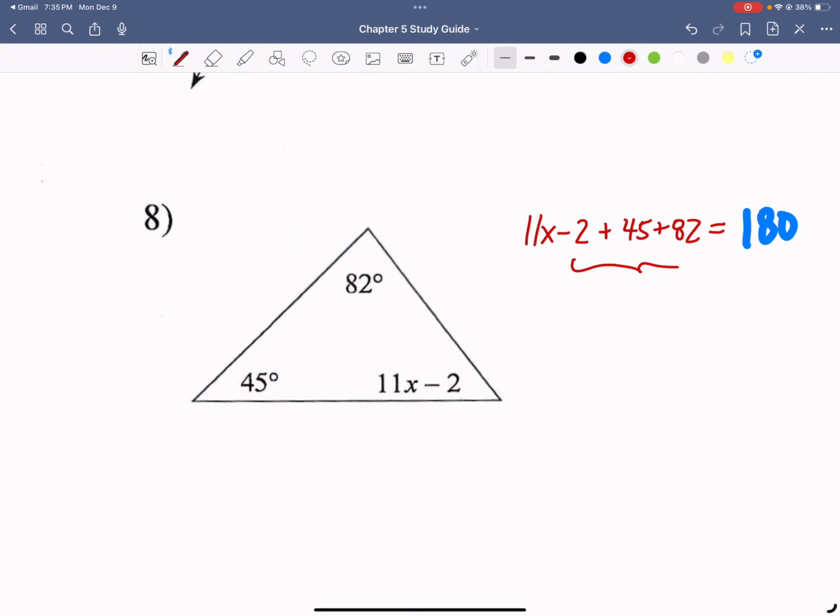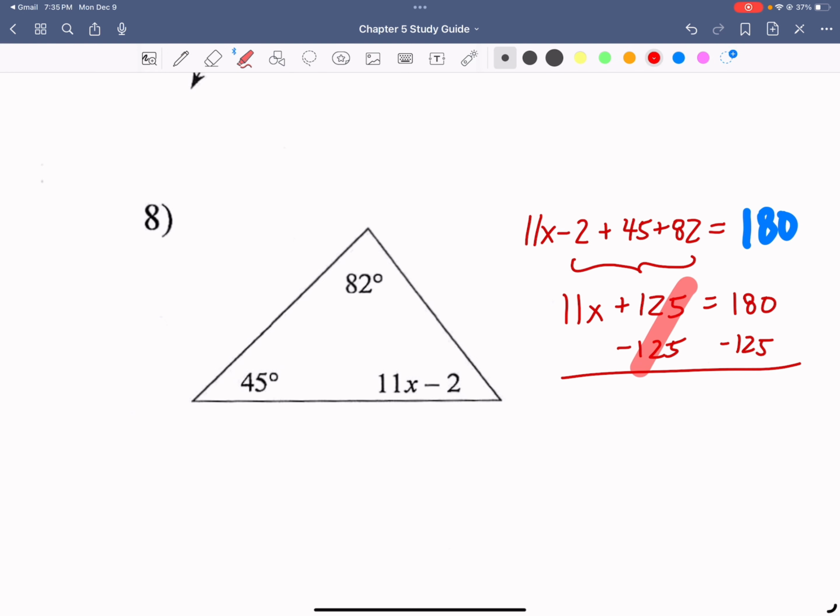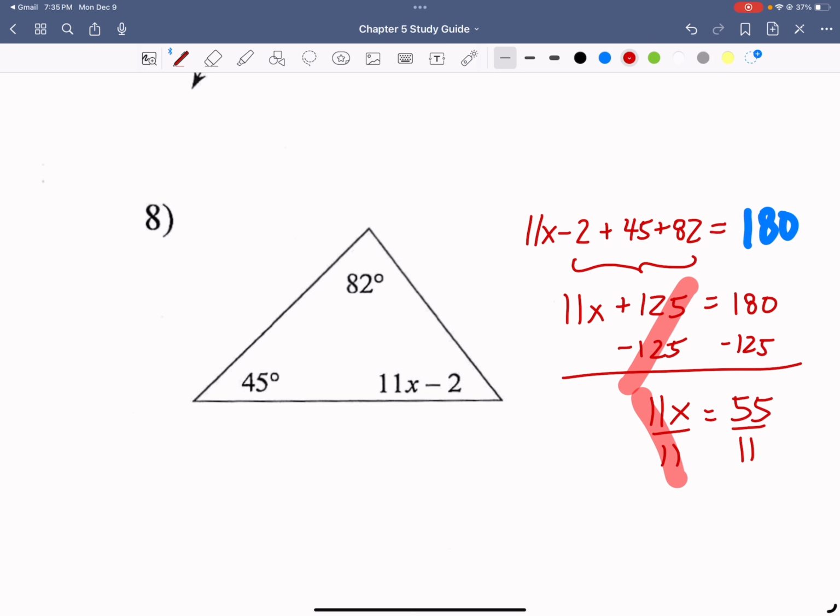And so this, you have 11x minus 2 plus 45 plus 82. That's going to give you 125 equals 180. Subtracting 125 from both sides, you're going to end up with 11x equals 55. Divide that by 11. X is going to equal 5.